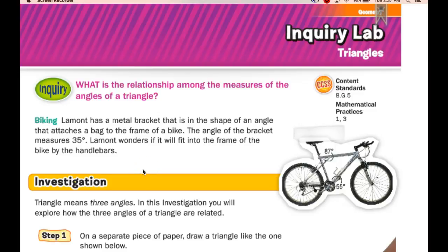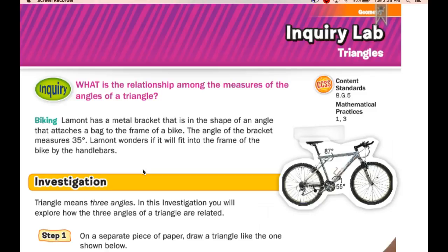All right, today we're going to look at another inquiry lab. This will be on triangles. I'm sure most of us have some sort of background with triangles. We know that they're three-sided polygons. We know that they have a variety of lengths of sides and angle measures based on the different types of triangles that there are. We're going to focus our attention on some abstract concepts of triangles that you may not be aware of.